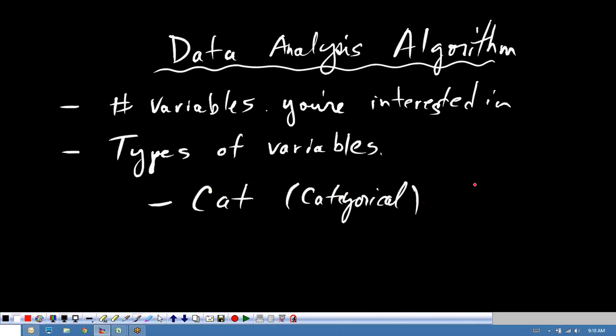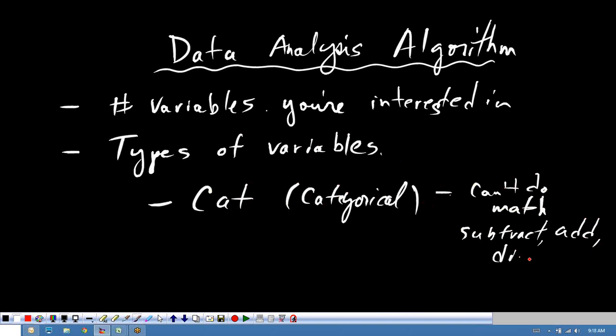So these are things that you essentially can't do math on. You can only categorize them. And that's the key thing: you can't do math on them. And by that, we don't mean counting how many are in the categories. What we mean is we can't subtract, add, or divide and have the numbers keep their meaning.